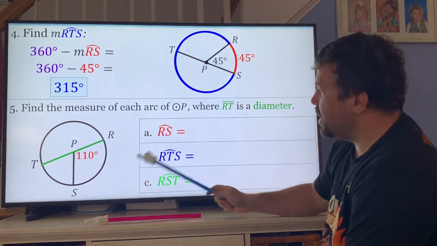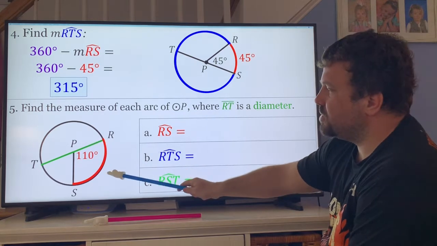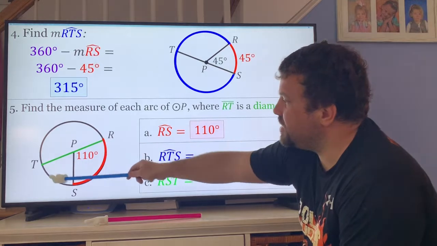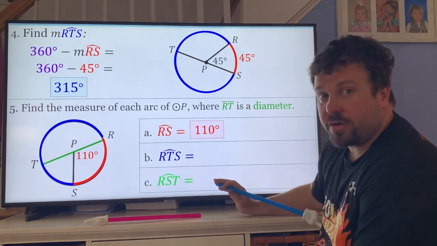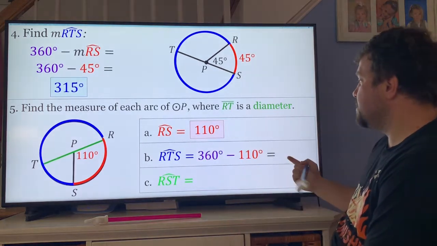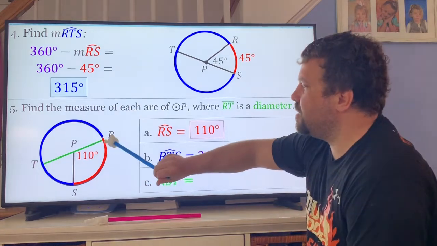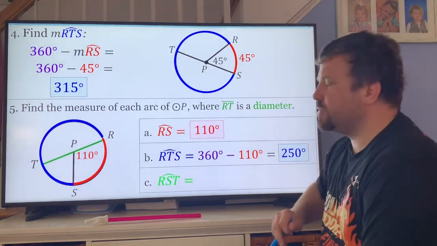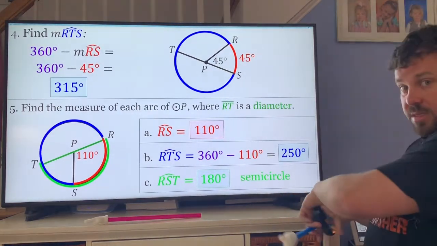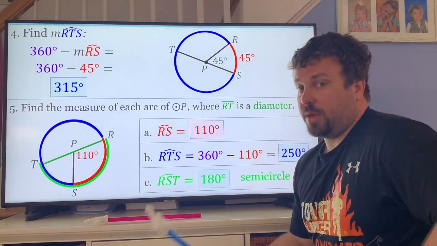Good. RS is the same as the central angle. That's 110 degrees. RS is also 110. RTS, from R to T to S, is the major arc right there. So once again, circles are 360. 360 minus 110 equals 250. Awesome. RST uses RT, which is my diameter. Semicircles, so it's 180 degrees, once again, because it is a semicircle. All right. Any questions with question number 4 or 5, please email me.